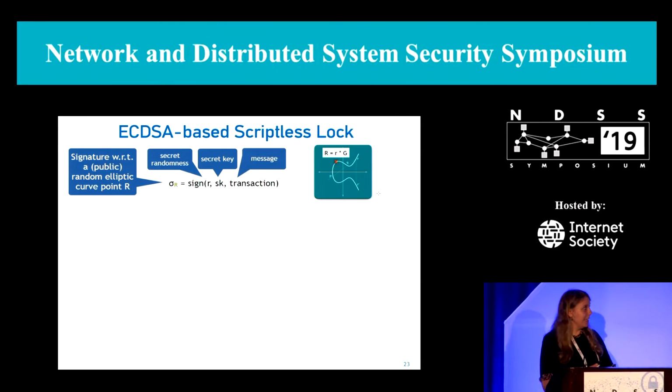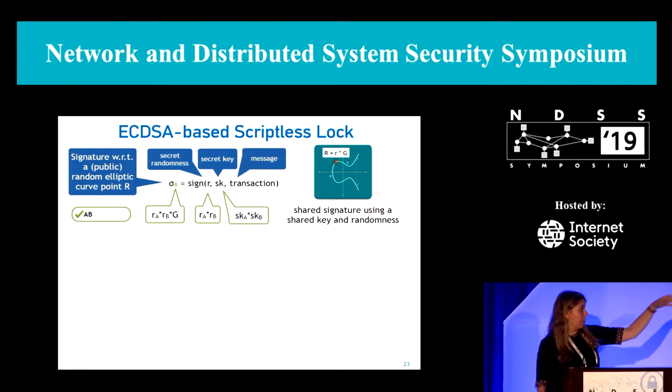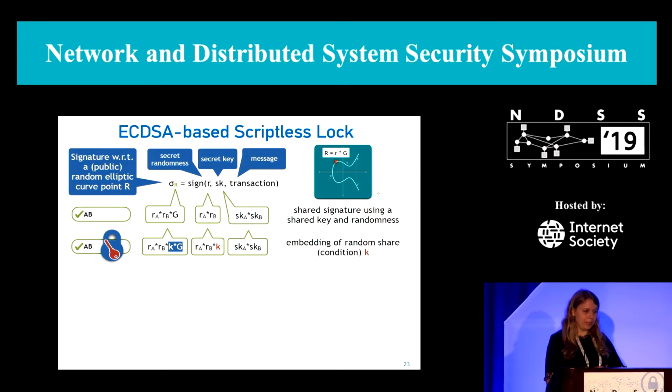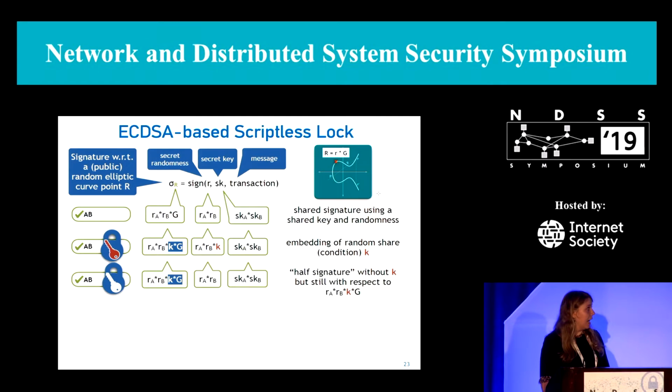So just very shortly on how this now works with ECDSA, I don't want to go too much into detail, but the general idea is that ECDSA is a signature scheme based on elliptic curve cryptography. This means that a signature is formulated with respect to a random point on an elliptic curve. For signing, we then use the randomness that was used for getting this point, we're using the secret key, and we're using the message that we want to sign, which in this case is the transaction. So for getting a shared signature, we of course need to use shared randomness and a shared secret key. For encoding a condition, we can simply encode this condition, like the secret and the randomness itself. And now for getting such a half signature, we just remove this key again from the secret, but still have the signature with respect to the original random point on the elliptic curve.